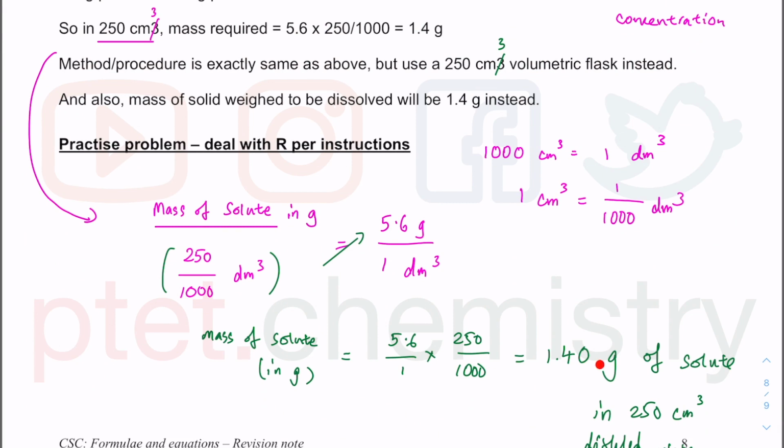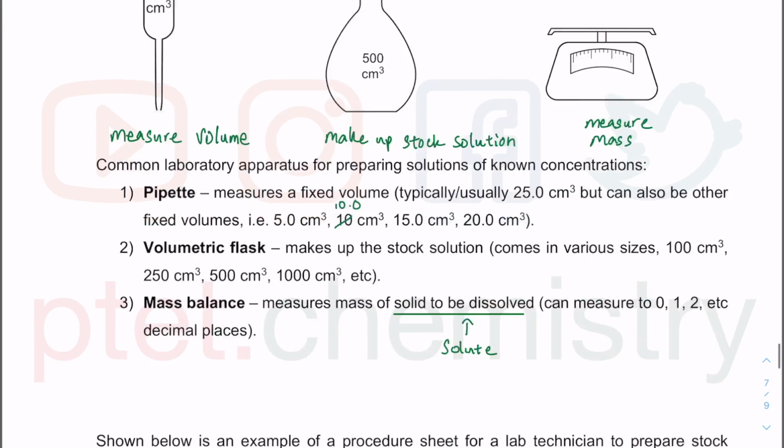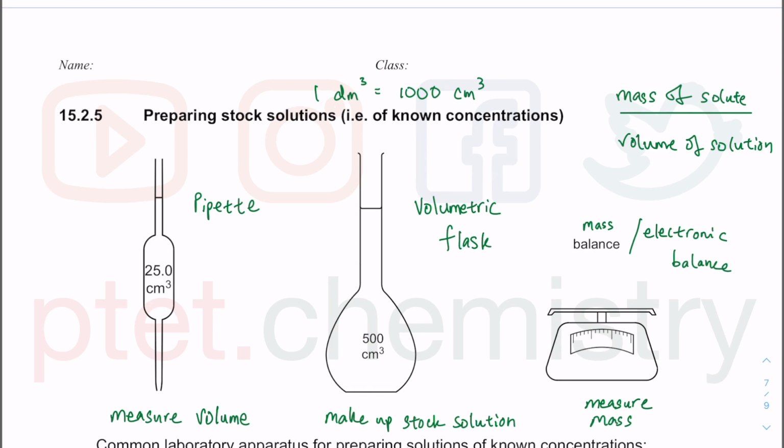Then your mass will be different. But if you have 1 dm cube volumetric flask, then you just prepare straight away 5.6 gram. Okay, so that's it really. So don't try and complicate the situations. Be able to identify apparatus.